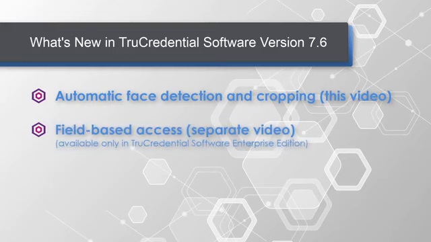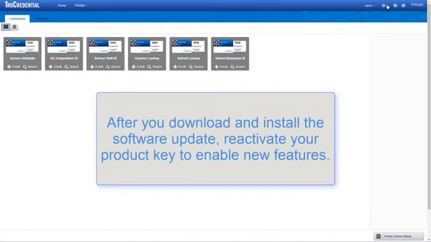Second, we show you how field-based access can streamline enrollment and searching by restricting access to only the data that is relevant to a particular user. Field-based access is available only in TruCredential Enterprise Edition. We'll walk through the steps to set up these features so that you can start taking advantage of them right away.